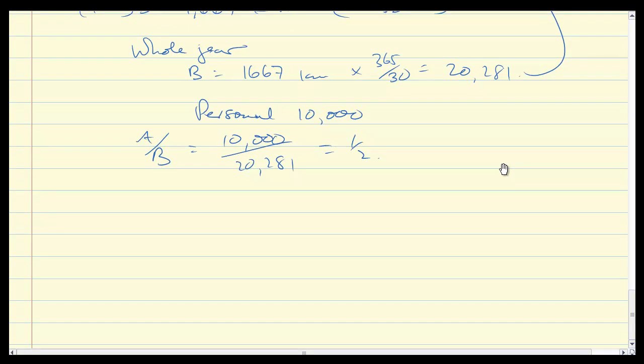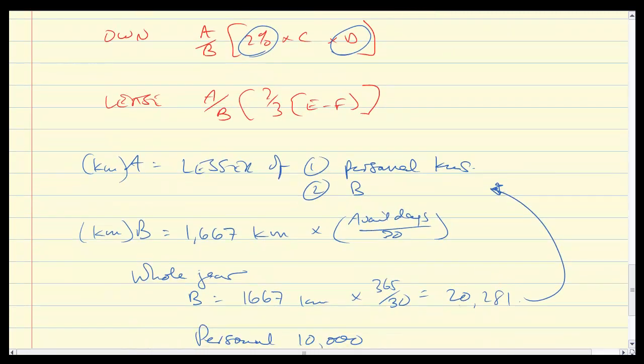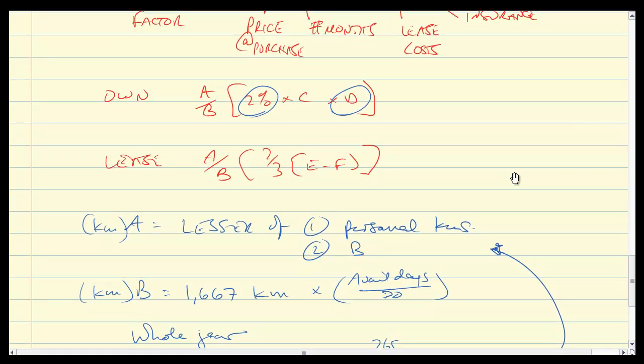So what we have to recognize here is that for the leasing and the owning, what you're really getting at here is 2% per month of the total cost. That's what you are getting as a benefit. But you're only getting a portion of that. What portion? The personal portion. So they're basically saying we would expect the average person to drive 20,281 kilometers in the year. If you drive less than that, then you will get less benefit. Okay, that's where this comes from.